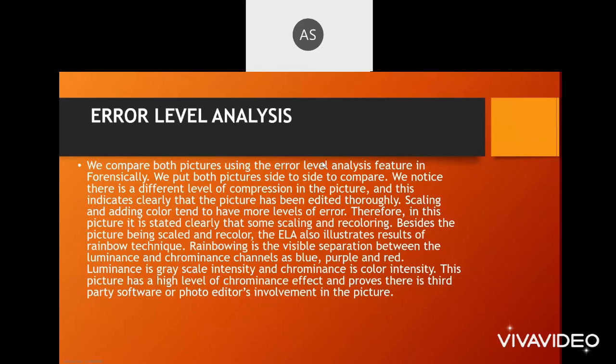We notice there's a different level of comparison in this picture, and this clearly indicates that the picture has been edited through scaling and adding color, which tends to produce a higher level of error. This ELA also illustrates the result of rainbowing techniques, visible in the picture. I think if I show the picture, you'll understand more clearly how it actually looks.